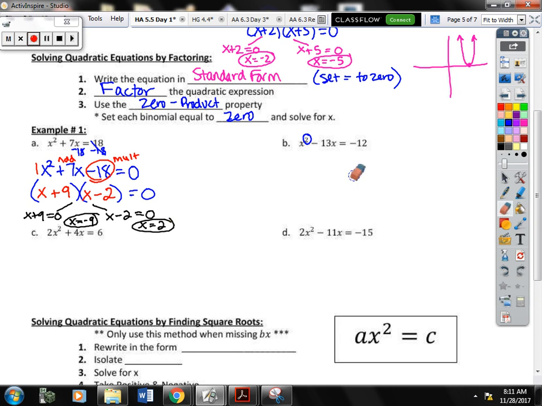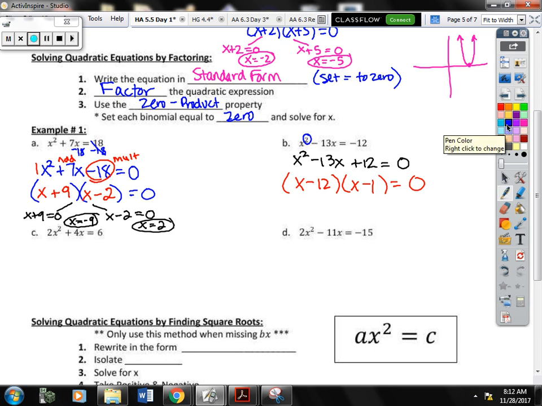Next one, same thing, we have to get it set equal to 0 first, so we'll add 12 to both sides. You cannot factor it until it's set equal to 0. This is also an easy factoring. What would this factor down into? We have two binomials. Yeah? X minus 1 times x minus 12. Good. X minus 1 and x minus 12. And then we use our zero product property.